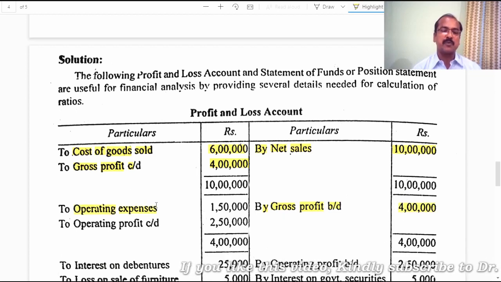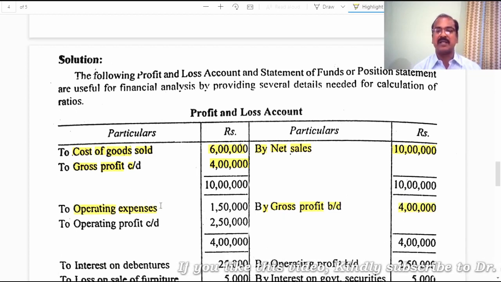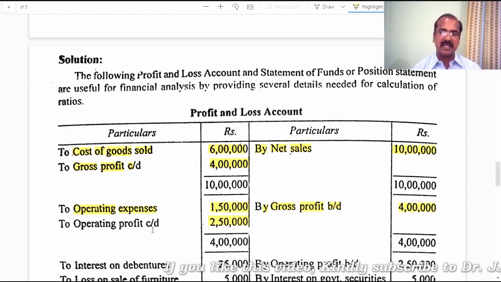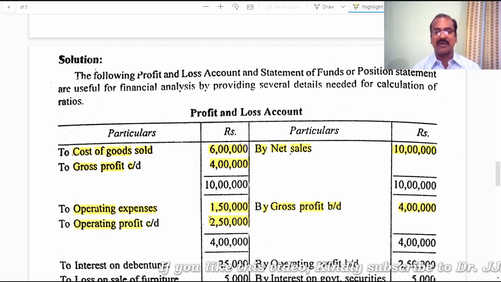Two operating expenses are first debited in the P&L account, that's amounted 1,50,000. The difference between the gross profit brought down and the operating expenses is nothing but 2,50,000 rupees, which comes in the debit side is named to be operating profit. This is the first stage of the profit and loss account.